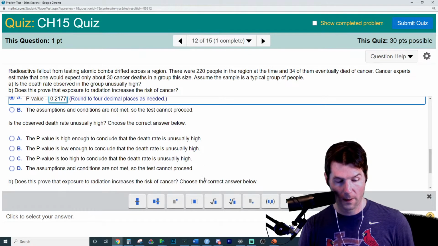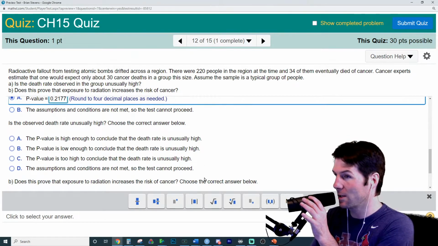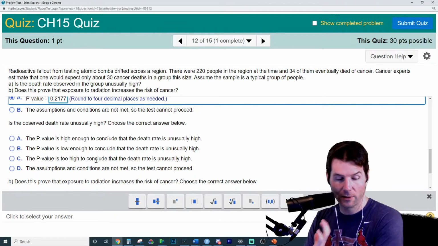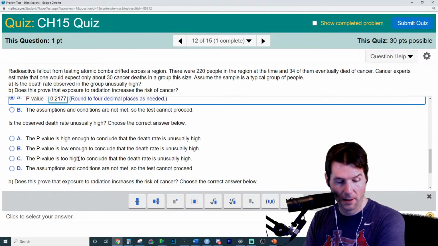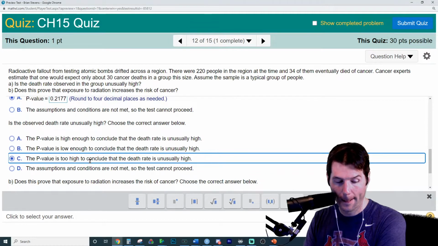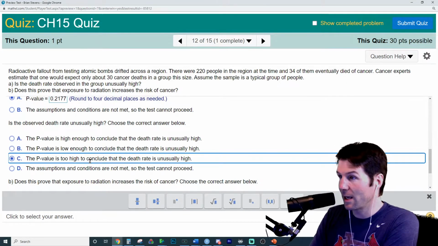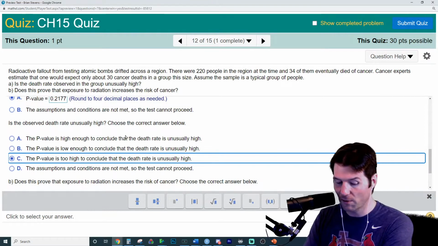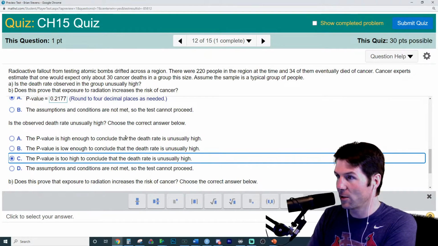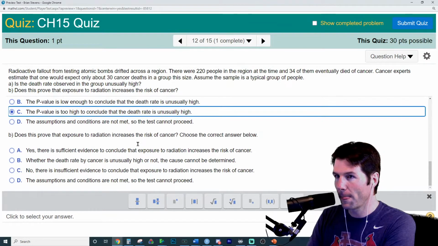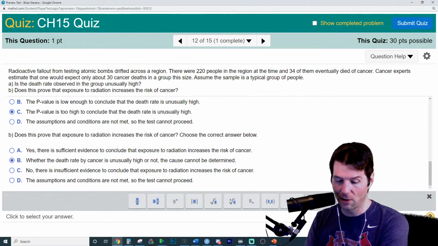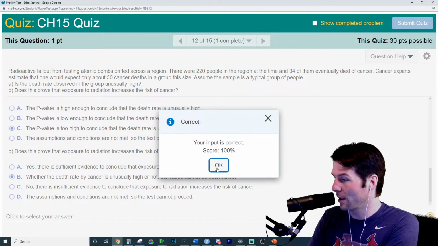So there you go. This p-value is not unusually low, because the p-value is high. So the p-value is high, and we don't talk that way. The p-value is too high to conclude that the death rate is unusually high. The p-value is high, so we don't reject the null. I wish they always kept the same wording, but they just want to see if you can understand it differently. But the p-value being high right here means we don't have enough evidence to reject the null. And even if we did, whether or not the death rate is caused by cancer or not, the cause cannot be determined. Boom, another 100 right there.